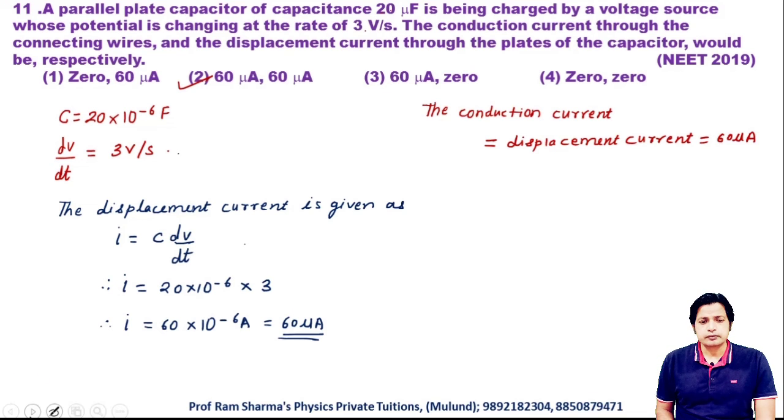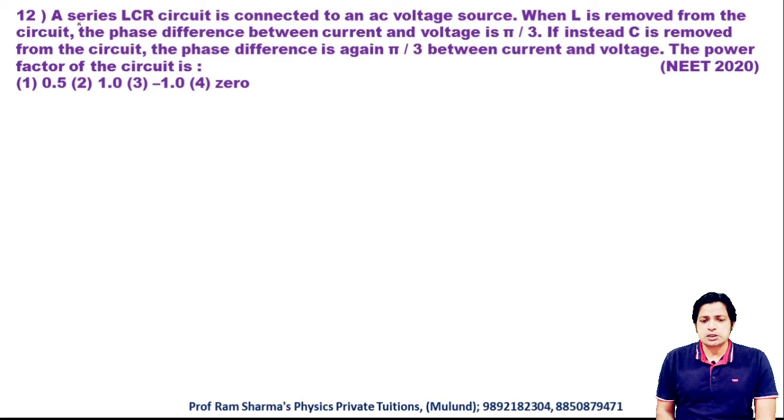Next, 12th question. A series LCR circuit is connected to an AC voltage source. When L is removed, the phase difference is pi by 3. If C is removed, then also the phase difference is pi by 3. The power factor? That means actually it is an RLC circuit. When L is removed means only C is present. What is the meaning of L is removed?